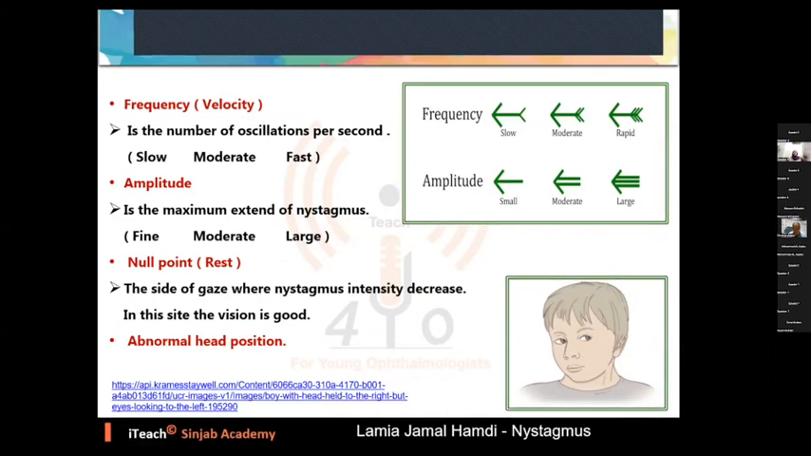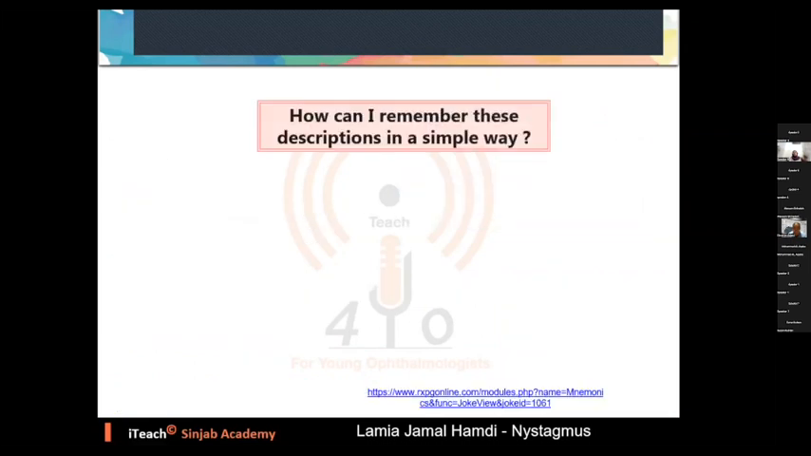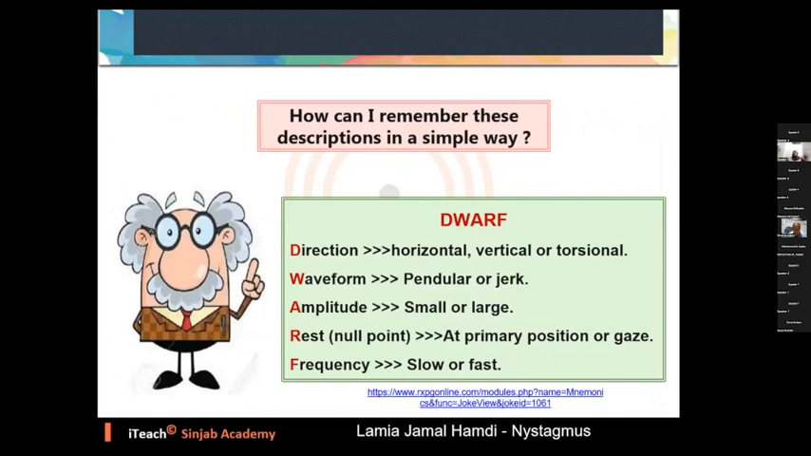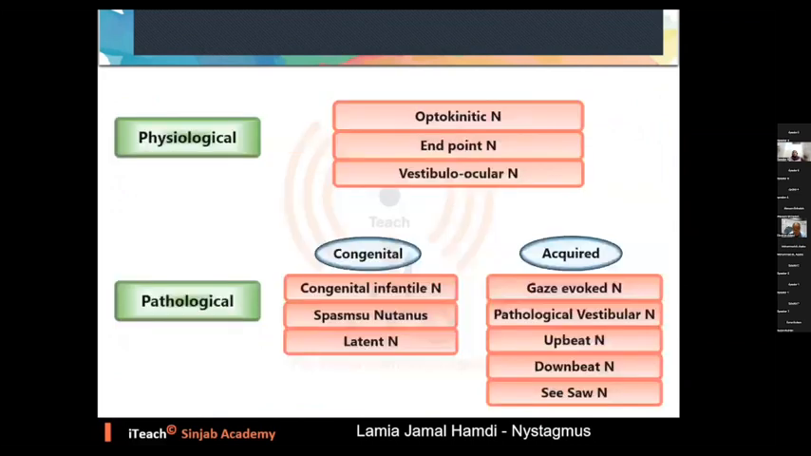So how can I remember these descriptions in a simple way? By DWARF. DWARF is a mnemonic: D for the direction of the nystagmus, W for waveform, A for amplitude, R for rest, which is the null point, and F for frequency. Nystagmus can be classified into physiological and pathological types.